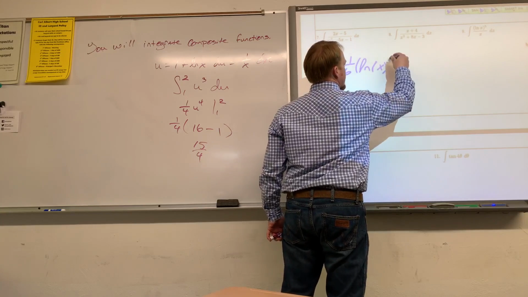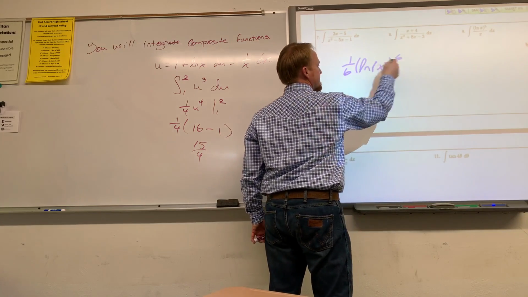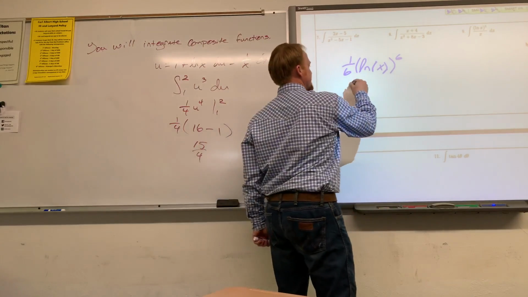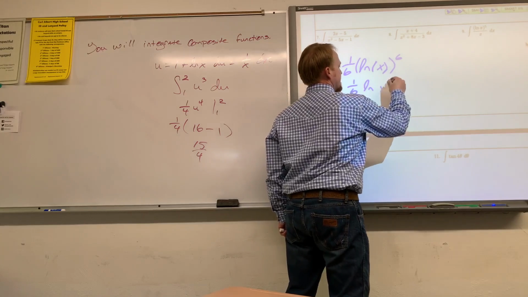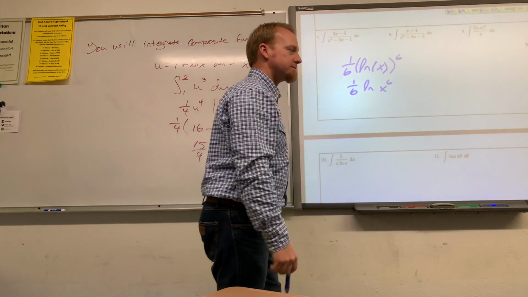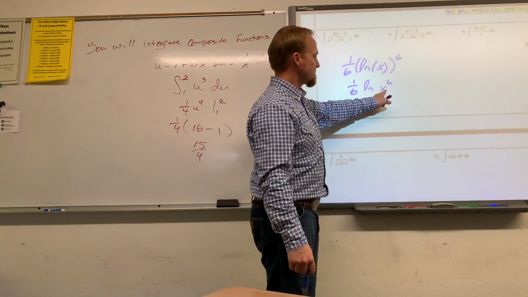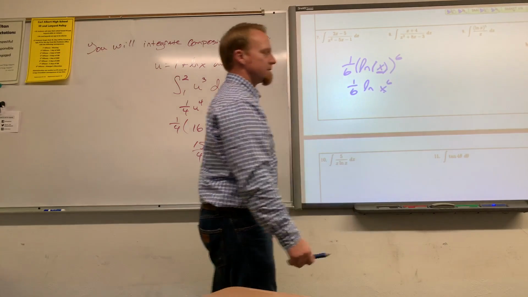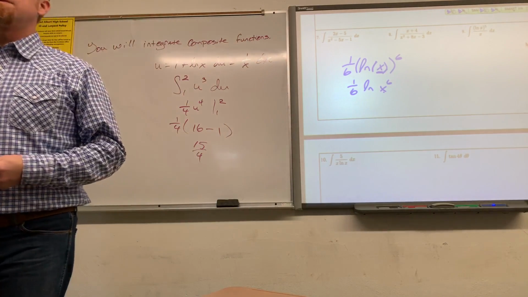Can I cancel this and this? No. If it was like this, yes. Because the 1/6 only goes to what's here. It doesn't go to there. Okay. Good question. Anything else?